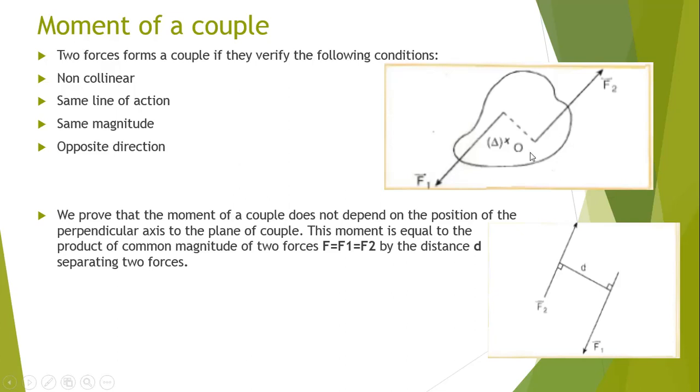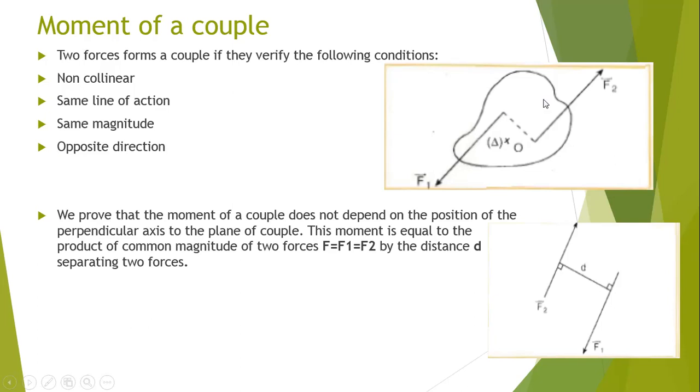By observing this figure, we see that F1 and F2 are two forces represented on it. If we consider an axis of rotation delta passing through the point O and perpendicular to the plane of this figure, and we consider this solid of irregular form, for example, in this case, F1 and F2 have the same line of action or parallel line of action.